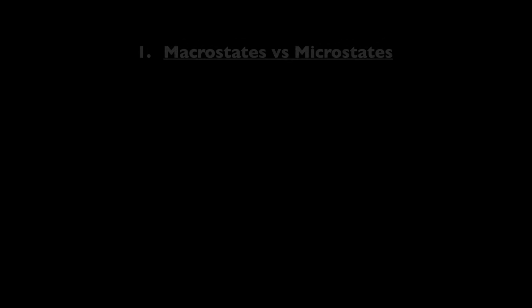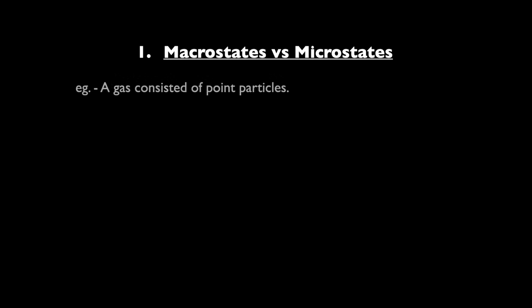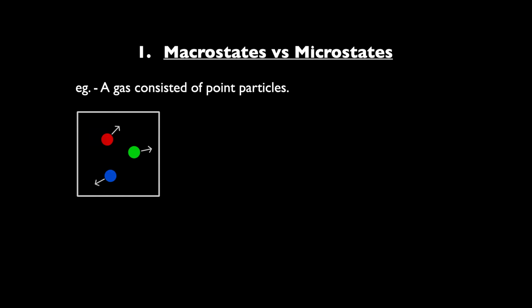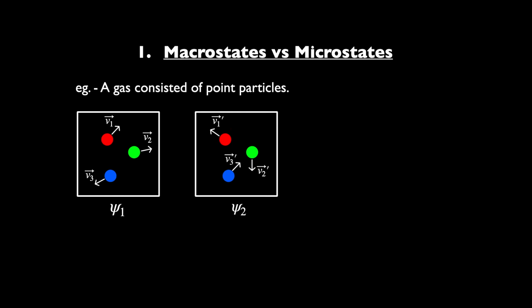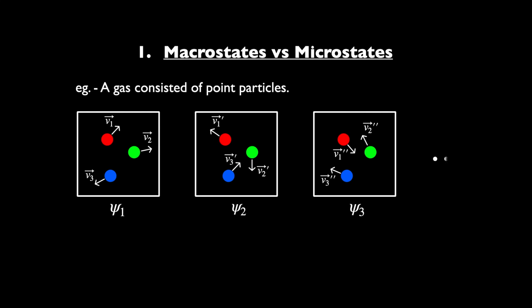Number 1. Macrostates versus microstates. Let us take the simple example of a gas consisting of point particles. Furthermore, we are only interested in the total kinetic energy of the particles. We see that the same amount of energy can be carried by many different combinations of particle velocities. Each combination of velocities represents a microstate of the system, which we denote by psi, indexed with a subscript.